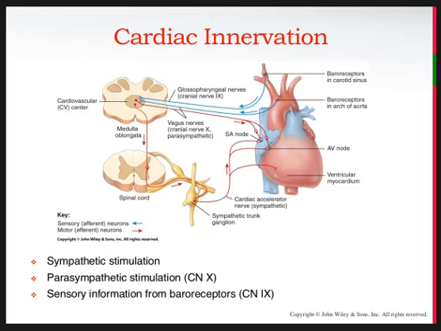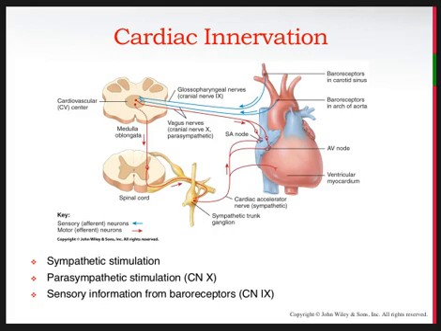Your blue lines are going to be your sensory or afferent neurons. They take information from the peripheral organs back to the central nervous system. Your red lines are your motor or efferent neurons. They take those messages out from the central nervous system to the peripheral tissues to instigate some sort of action. So we have sympathetic stimulation going on here, and also parasympathetic stimulation through the vagus nerve, cranial nerve 10.